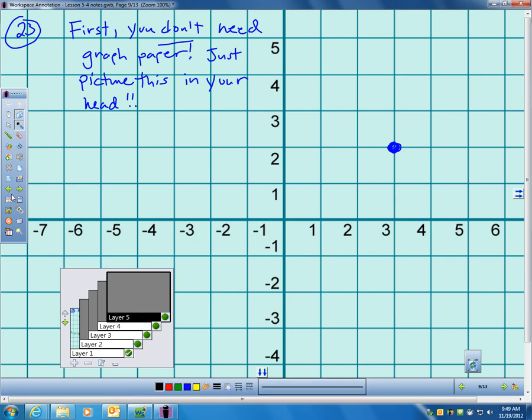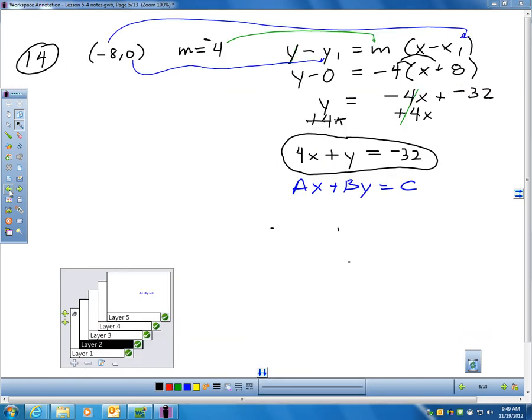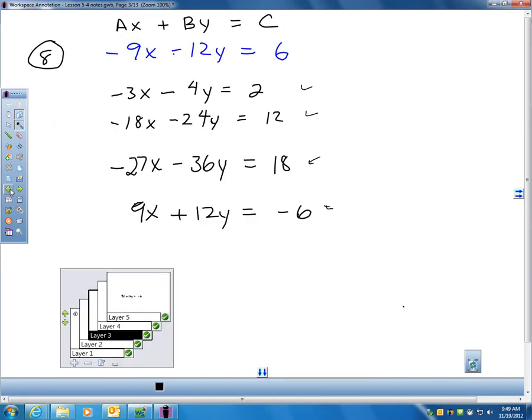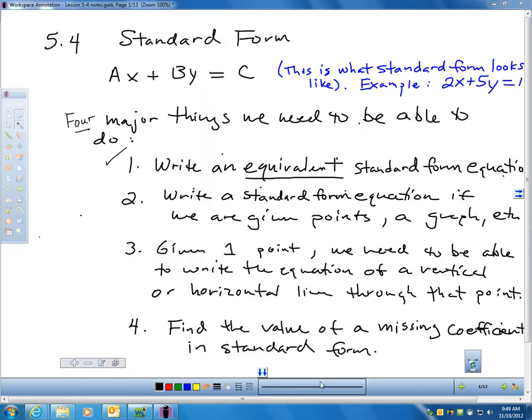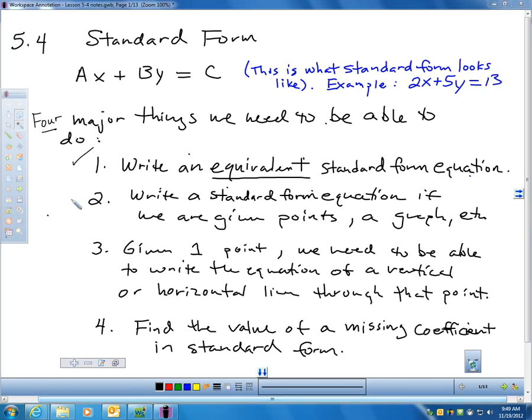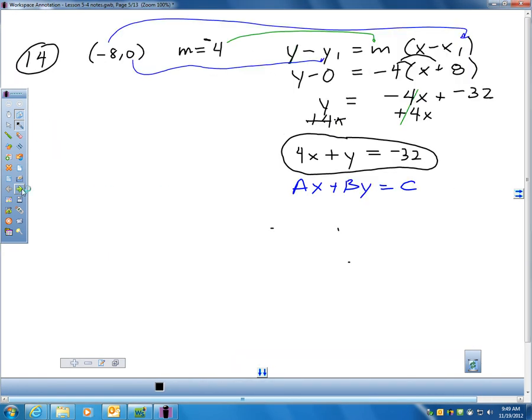Moving ahead, let me go back to my first slide real quick. My very first slide, remember I said we had 4 tasks, and we got the 2 big ones out of the way. We wrote an equivalent standard form equation, and in the last several slides we showed you how to write a standard equation given points, a graph, etc. Okay? Now, the next thing, given 1 point, we need to be able to write the equation of a vertical or horizontal line through that point. That's very easy to do. I can show you that in basically 2 quick slides.